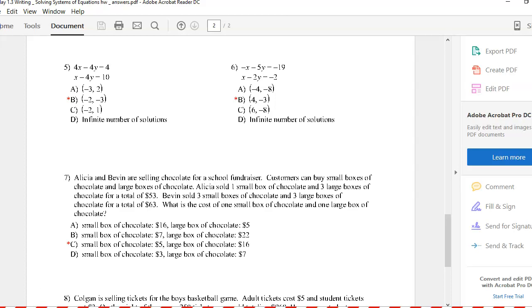Now for 5 and 6, you didn't really have to do substitution or elimination or graph them. You could have just put the numbers in and see which one equaled both. But B, negative 2, negative 3 was your answer there. 6 was B also, 4, negative 3.